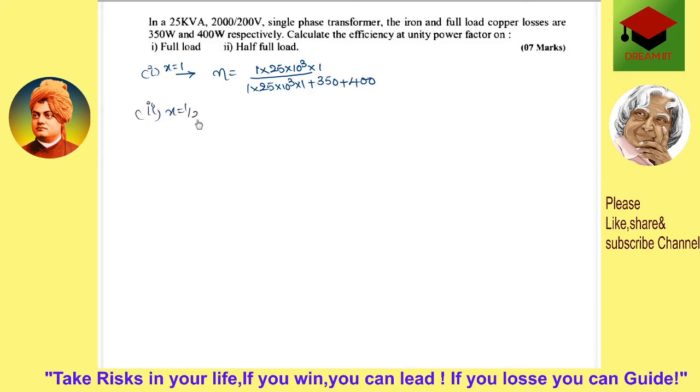And the second part, very simple. Half of the load means x will become 1 by 2. So the efficiency is 1 by 2 into 25 into 10 cube into 1, since the power factor is 1. The same thing you copy here: 25 into 10 cube into 1, plus iron losses 350, but for copper losses you write 1 by 2 whole square into 400. 1 by 4 into 400 means 100. So you will get some y value, and you get the efficiency as x percent and y percent.